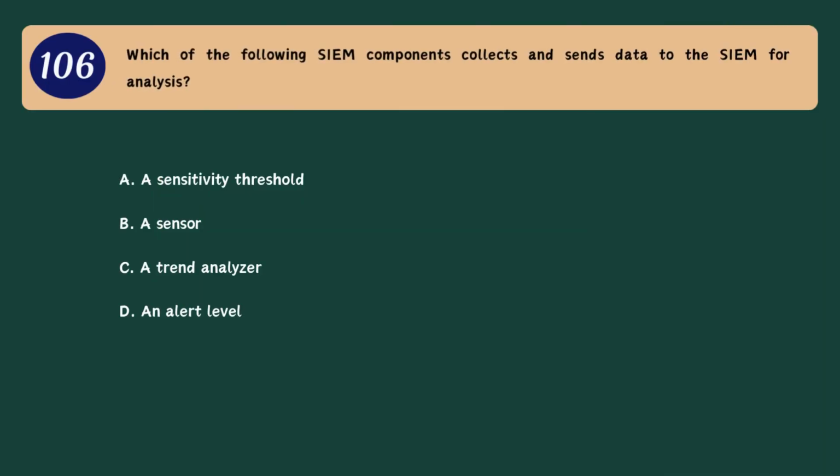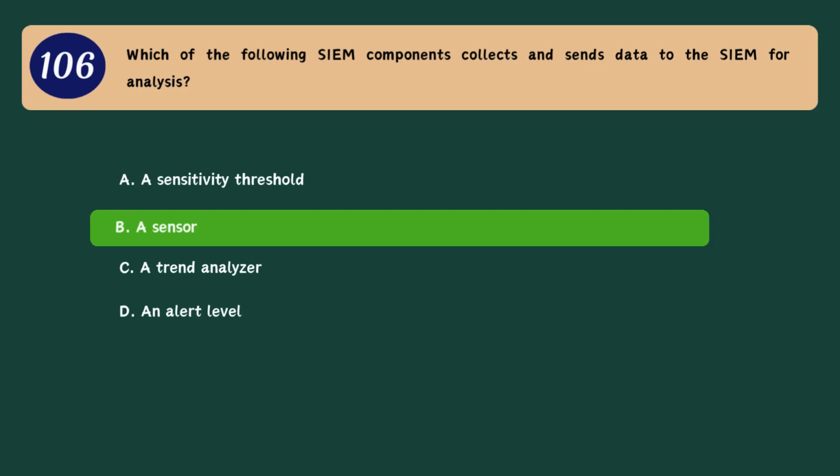Question 106. Which of the following SIEM components collects and sends data to the SIEM for analysis? A. A sensitivity threshold. B. A sensor. C. A trend analyzer. D. An alert level.